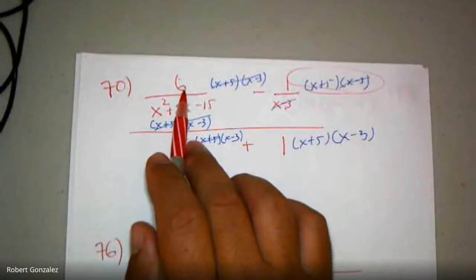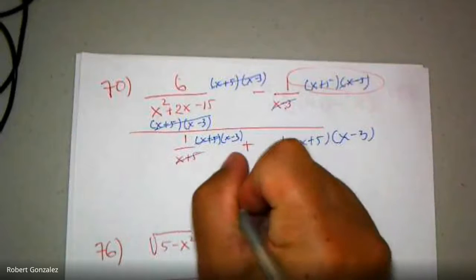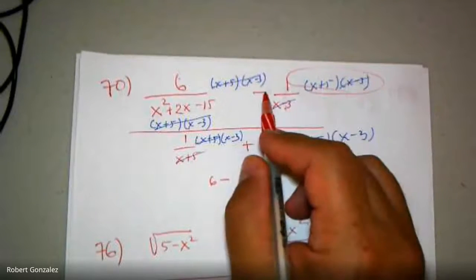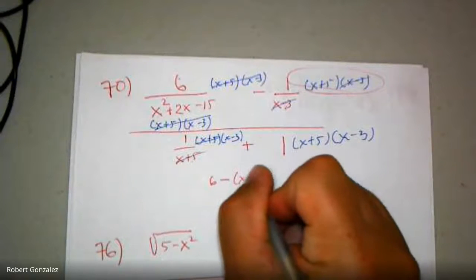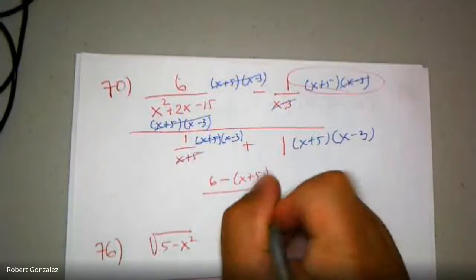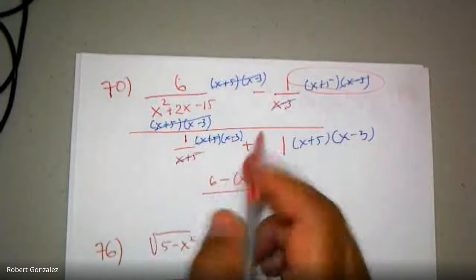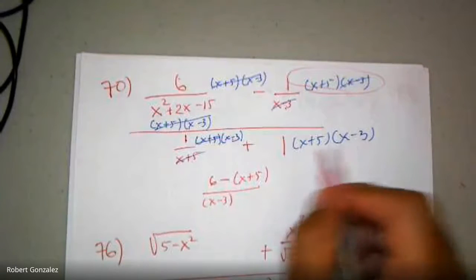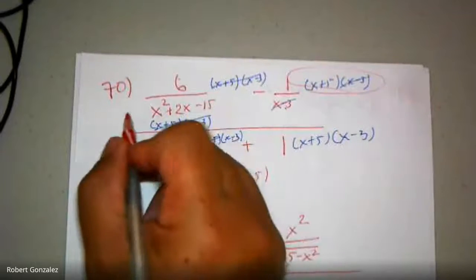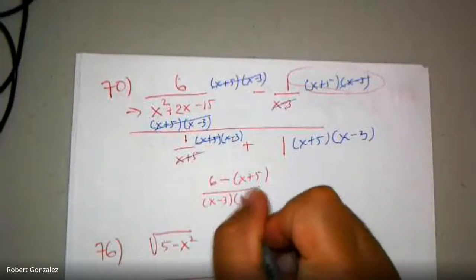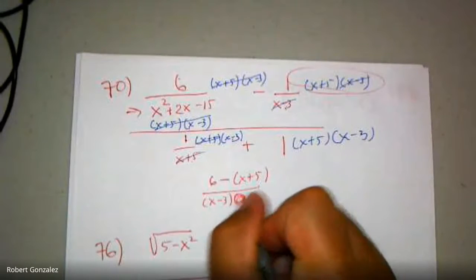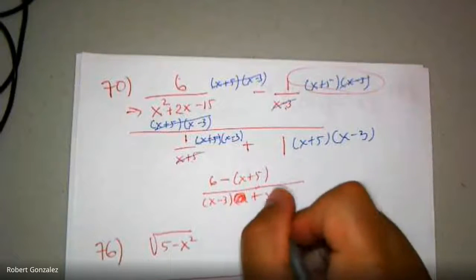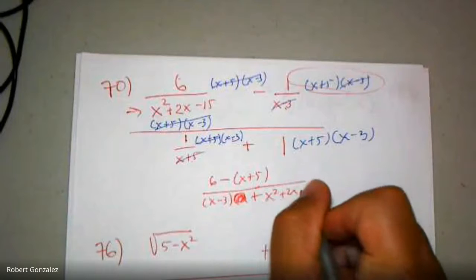Right here, we have only a 6. Right here, we only have 1 times x plus 5, but there's a minus sign. Down here, I have 1 times x minus 3. And over here, I have to FOIL this. And I already know the answer because they gave it to us. X squared, whoa. Plus, there's a plus here. X squared plus 2x minus 15.